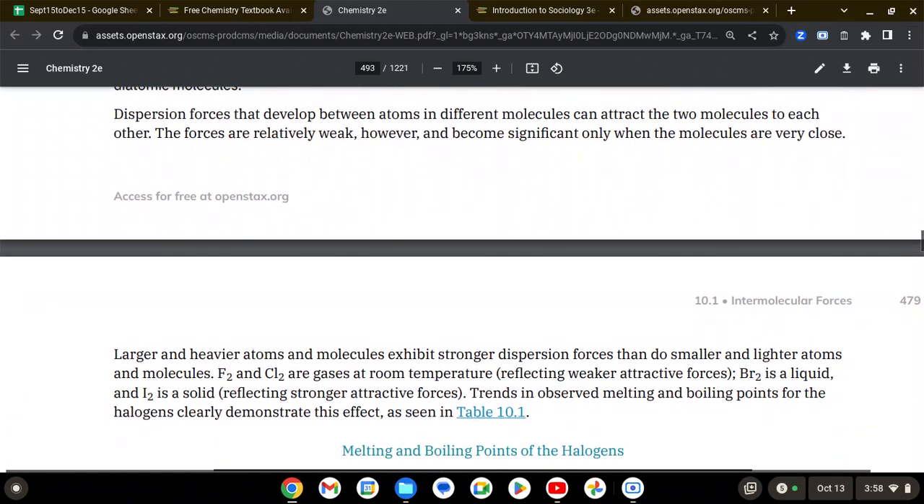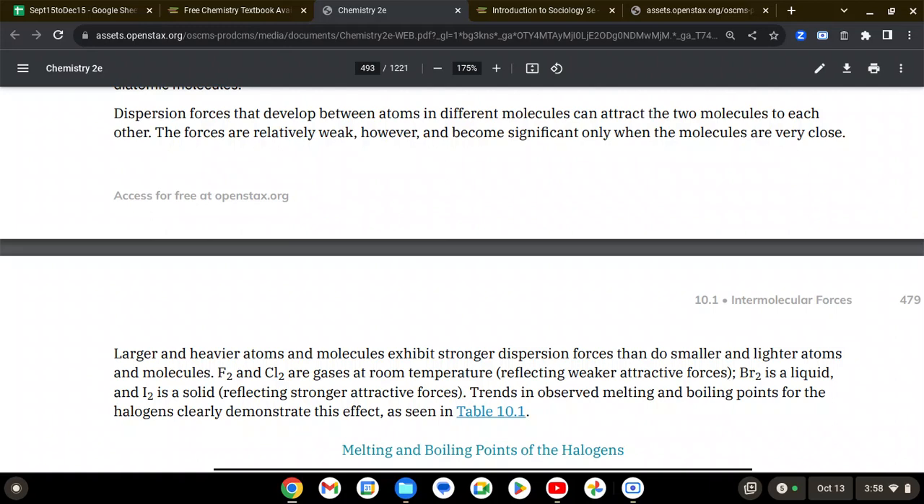Dispersion forces that develop between atoms in different molecules can attract the 2 molecules to each other. The forces are relatively weak, however, and become significant only when the molecules are very close. Larger and heavier atoms and molecules exhibit stronger dispersion forces than do smaller and lighter atoms and molecules. Fluorine and chlorine are gases at room temperature, reflecting weaker attractive forces. Bromine is a liquid and iodine is a solid, reflecting stronger attractive forces. Trends in observed melting and boiling points in halogens clearly demonstrate this effect, as seen in Table 10.1.